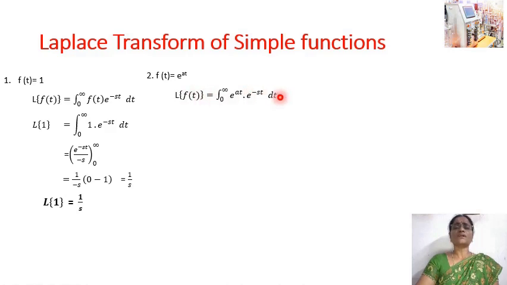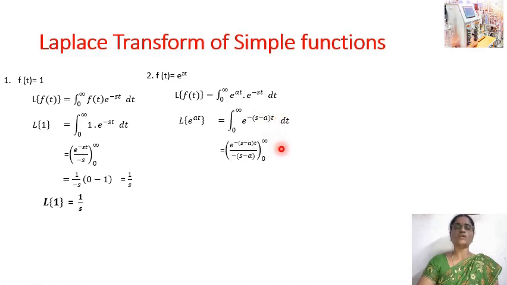Now just take the formula of the definition of Laplace transformation. In that definition, instead of f of t, just substitute e power at. Now look at the equation here. The bases are the same, so you can add the powers. So take minus outside, and you will get s minus a into t.